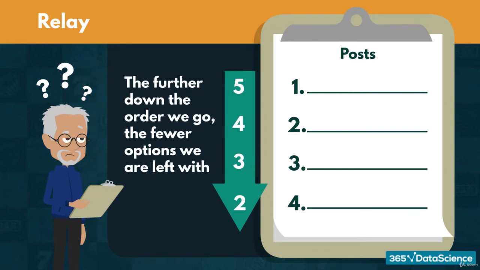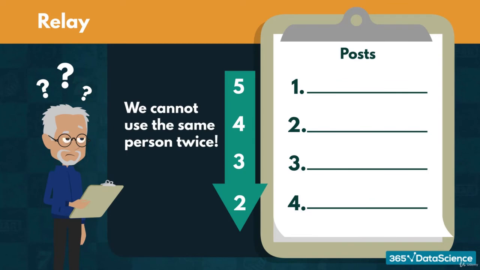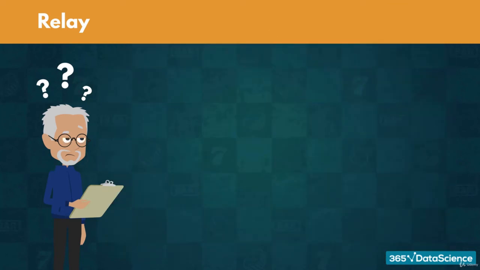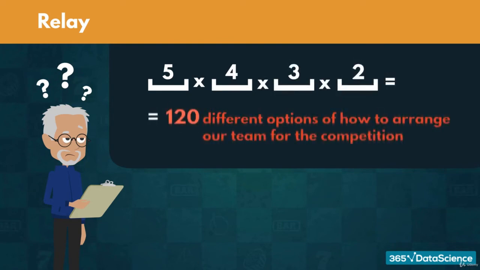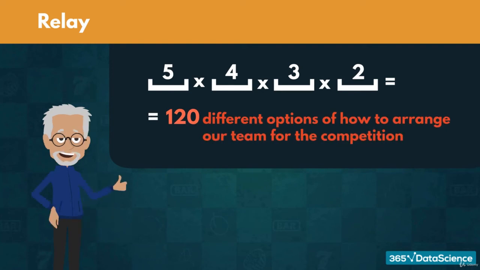This is what variations without repetition is about. We cannot use the same element, or in this case, person, twice. In terms of numbers, we have 5 times 4 times 3 times 2. This makes 120 different options of how to arrange our team for the competition. That wasn't too bad, right?